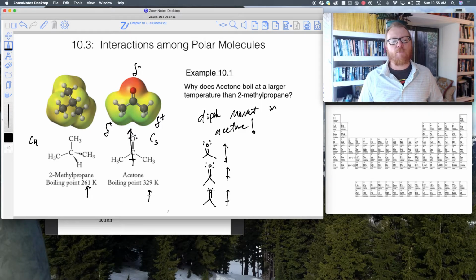Even so, acetone boiling at 329 Kelvin, that's like 50 some odd degrees Celsius. So it's not a large boiling point per se. But all the same, it's significantly larger than 2-methylpropane's boiling point because of this dipole moment, all right?